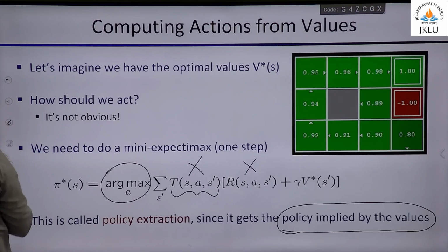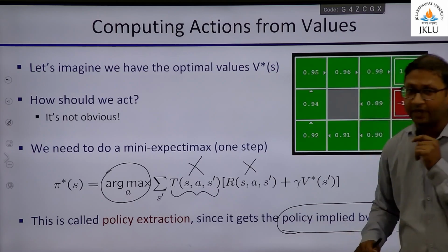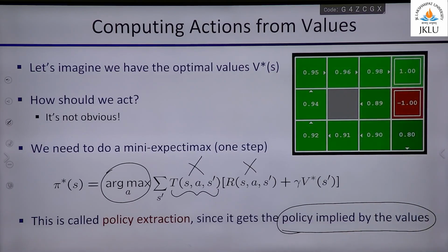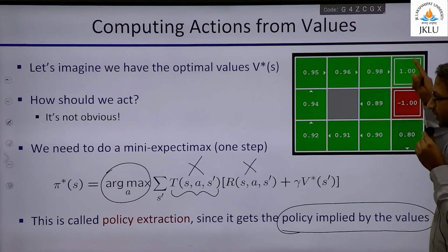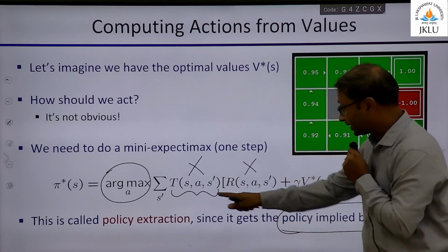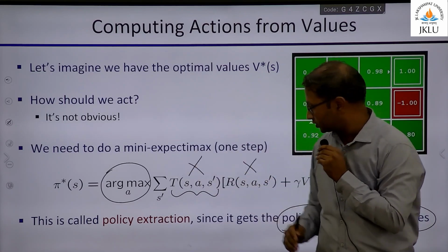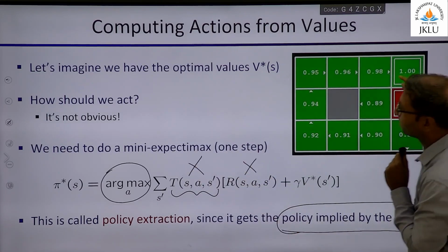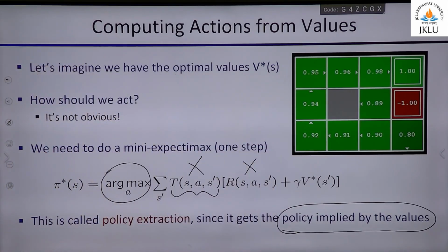Right, we were here. This is called policy extraction since it gets the policy implied by the values. So earlier you were given actions, policies, and computed values. Now given values, compute policy. That is called policy extraction. The previous one was policy evaluation. Why argmax?